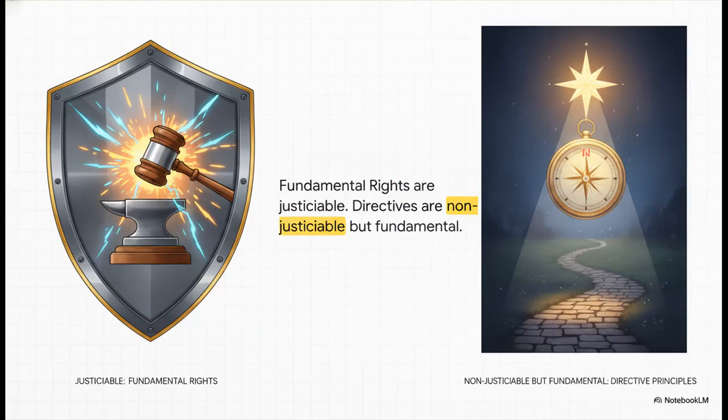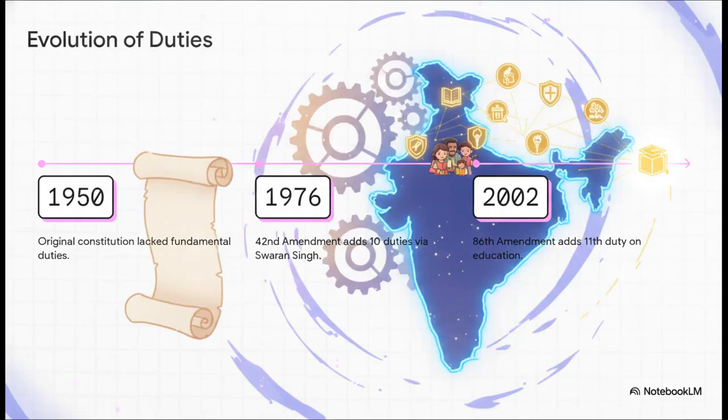So, the crucial point is this critical distinction right here. Unlike fundamental rights, directive principles are non-justiciable. That means you literally cannot sue the government in a court of law if these policies aren't met. However, Article 37 explicitly states they are absolutely fundamental in the governance of the country. Let's move to Part 4A and see how this builds over time.